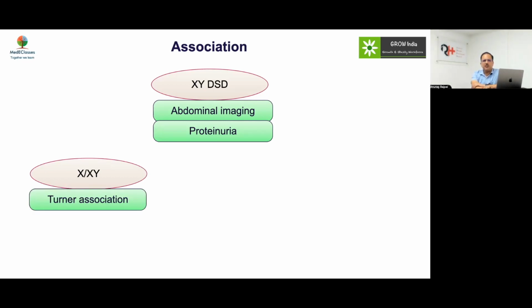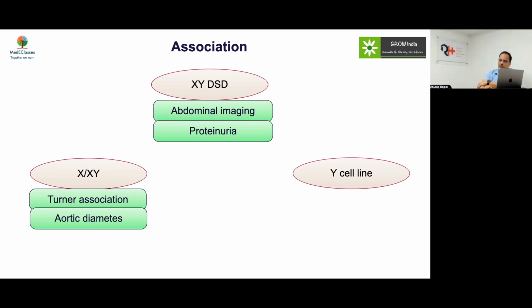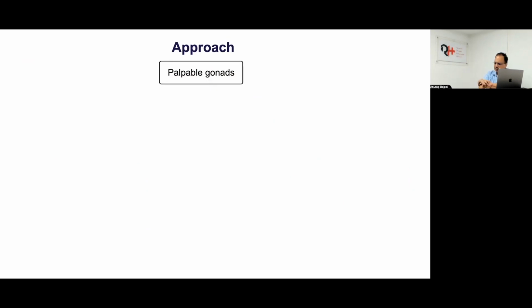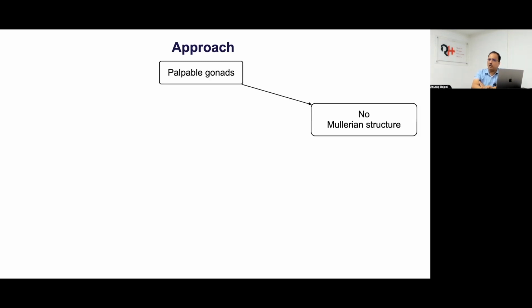XXY individuals behave like Turner syndrome, so Turner associations like cardiac, renal, and hearing issues become important. Look for aortic diameter. Y cell line is especially important when there is a doubt, especially for gonadal malignancy. In a child with DSD, the first thing to look at is whether a palpable gonad is there or not.